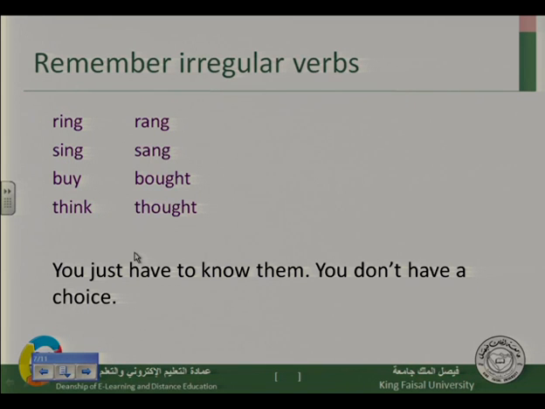Among these verbs is ring. The past form is rang. Sing, the past form is sang. Buy, the past form is bought. Think, the past form is thought. And the list is endless. You can find these lists online, and there are a lot really, but eventually you get used to them and you actually get to know them. So I'm sorry, there's no magic potion that we can use that would tell us to differentiate if a verb is regular or irregular.